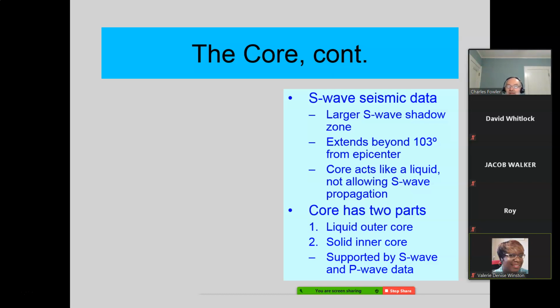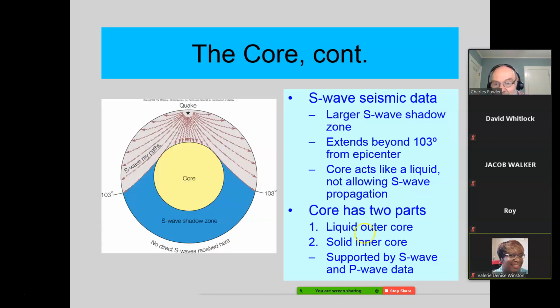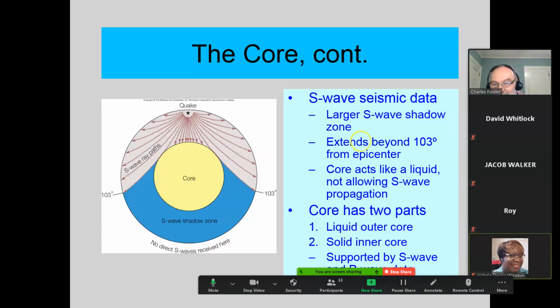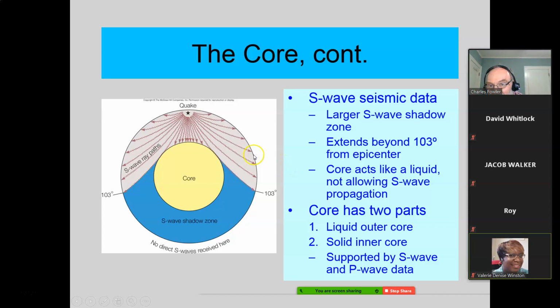Now, let's continue with the core. You also have S wave, secondary wave, shear wave, seismic data. When you have that, look at what you get. There is absolutely, now notice shear waves, remember, they are the ones that go perpendicular to the propagation of the wave. Well, guess what? They don't go through liquids. Therefore, you get nothing on the other side of the core.